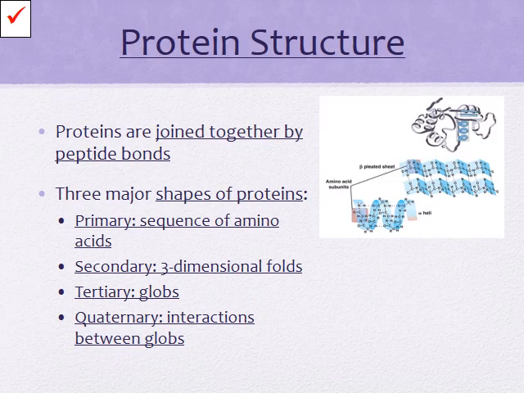The last thing we're going to discuss today is protein structure. Proteins are joined together via peptide bonds, and there are four major levels of protein structure. You have primary, which is just the sequence of amino acids. Secondary, where these sequences begin to create three-dimensional folds in either a helix or a folded pattern. You have tertiary, where these things have gone back and forth across themselves, making a glob or a sticky mess. And finally, quaternary, where the different globs interact. Most of your high-level proteins are going to be in the tertiary or quaternary form.